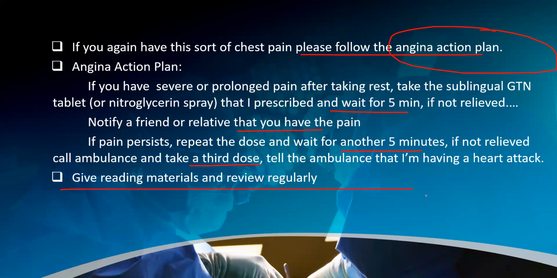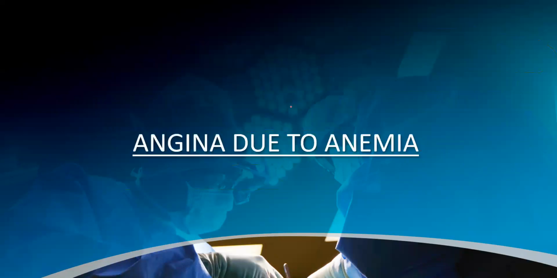Okay? And then lastly, finish with 4R. Angina action plan means you take nitroglycerin spray 1 dose, wait for 5 minutes. Even after 5 minutes, there is chest pain. You call the ambulance, take the third dose, and say that I'm having a heart attack. Okay?